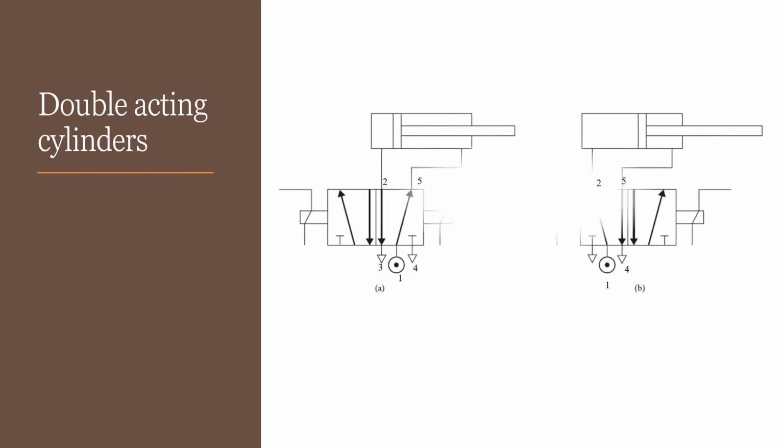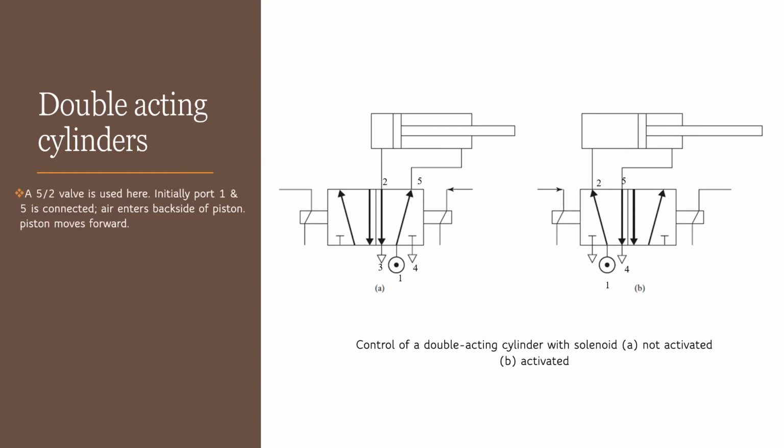Similar to the single acting cylinders, pneumatic and hydraulic systems using double acting cylinders can also be designed as shown in the figure. Here a 5/2 valve is used. So in the first figure, in the initial position, port 1 and 5 are connected. The compressed air supply from port 1 passes through port 5 and presses the top side of the piston, and as a result the piston moves forward from right to left.